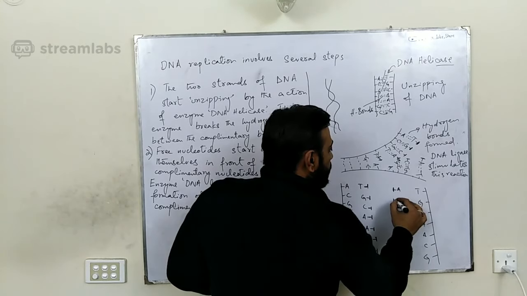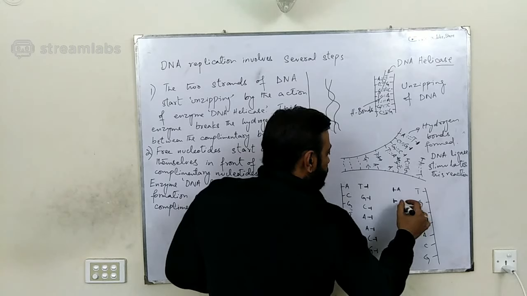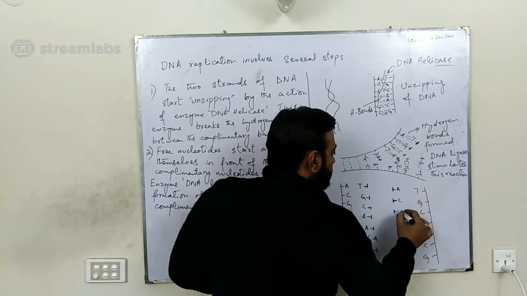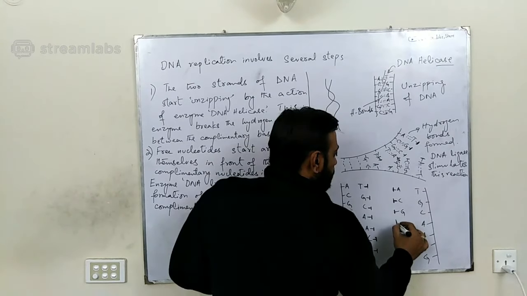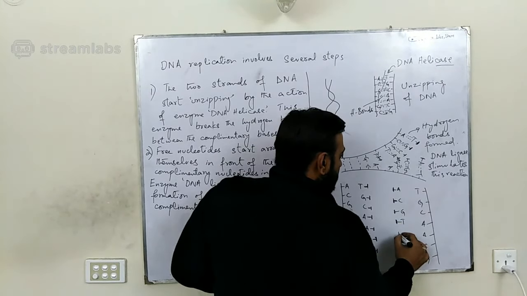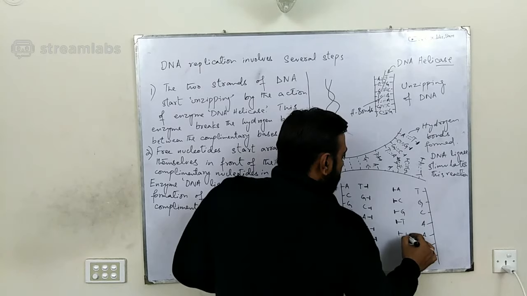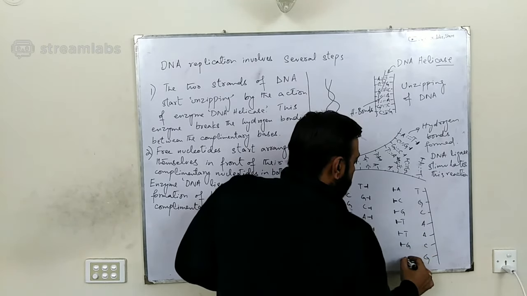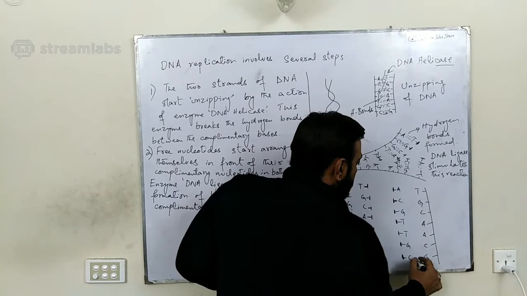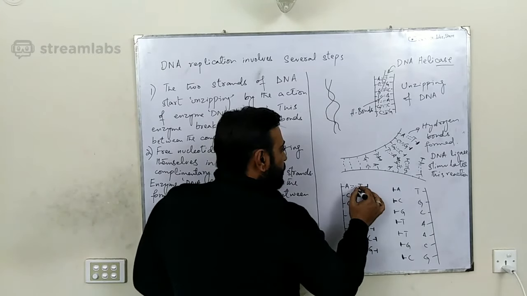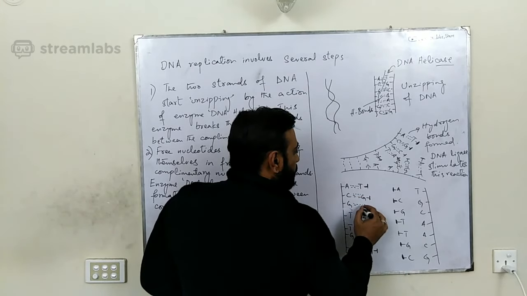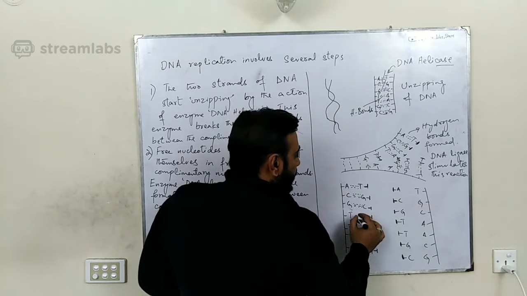And these nucleotides would always be complementary to those which are already there. And there are hydrogen bonds between them. These hydrogen bonds were formed because of DNA ligase.